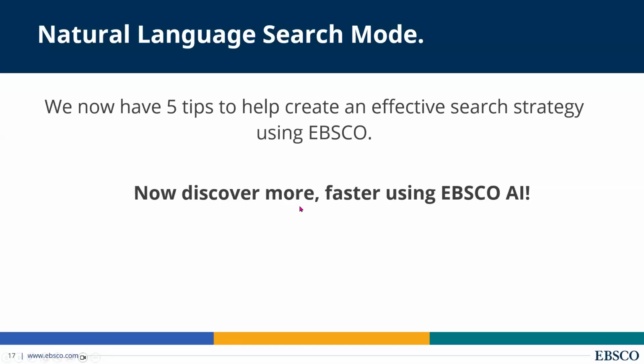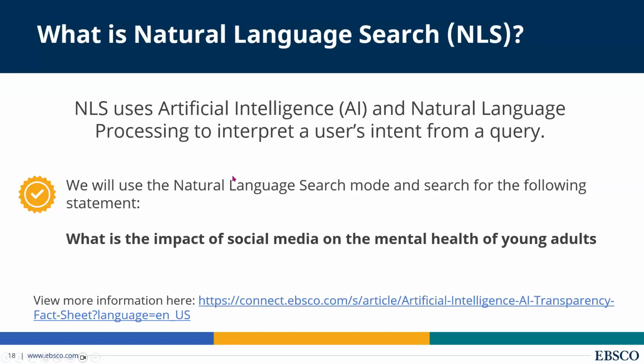So I've walked you through 5 tips to help you create an effective search strategy. Now we're going to use AI to discover more faster. So we're going to use this natural language search mode. So, what is natural language search? It is a search mode and it uses artificial intelligence and natural language processing to interpret a user's intent from a query. So, I'm going to take you into a live demo.